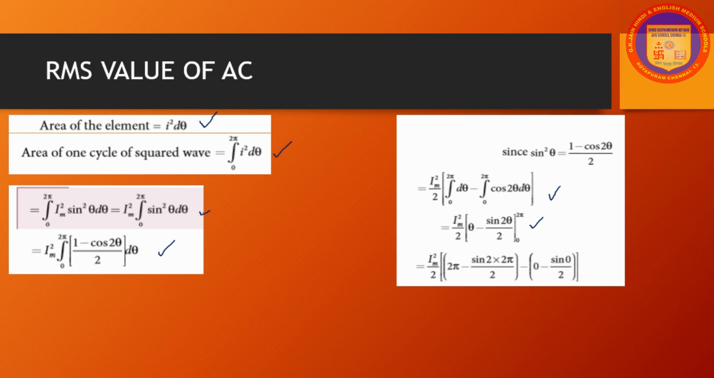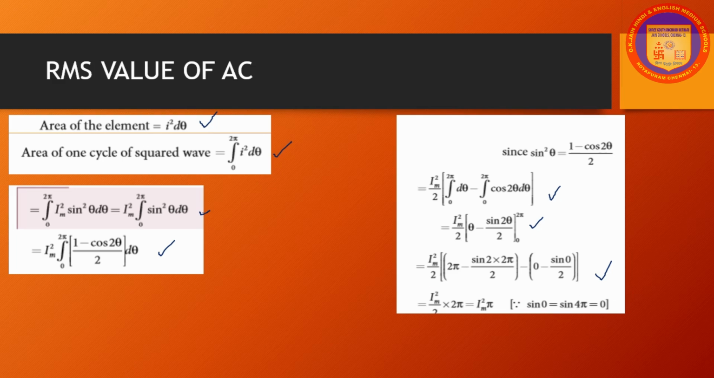So Im square by 2 into, now apply the limits, 2 pi minus 0. So one value we'll get as 2 pi minus sin 2 into 2 pi divided by 2, minus of 0 minus sin 0 by 2. So you'll get the value of Im square divided by 2 into 2 pi. The 2 and 2 will get cancelled because sin 0 and sin 4 pi value is 0. You will get Im square into pi.